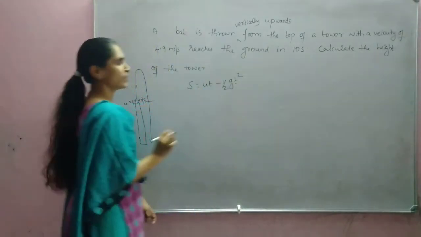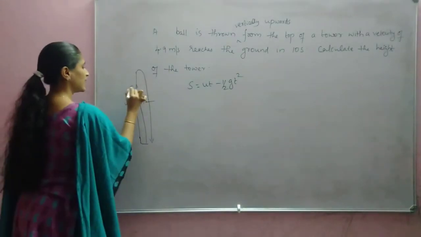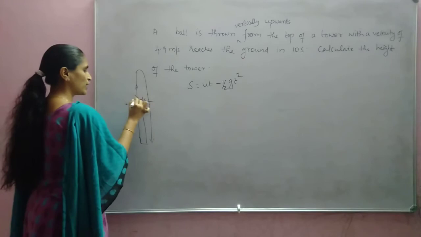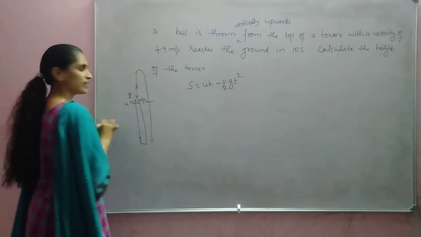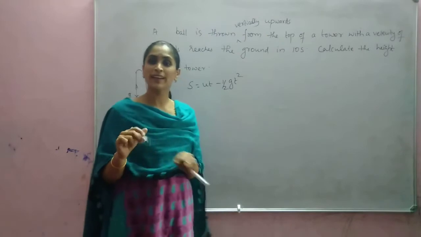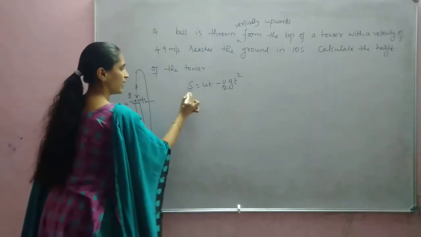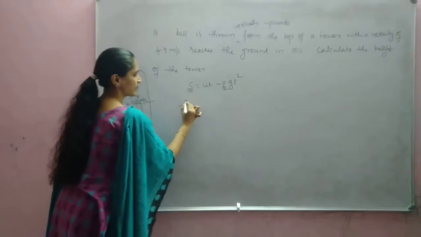Why is it ut minus half gt square? Because initial velocity is in this direction. This is the initial velocity direction. Acceleration due to gravity is acting in the downward direction. That's why we can take s equal to ut minus half gt square throughout the journey. Okay. And s can be written as minus h.